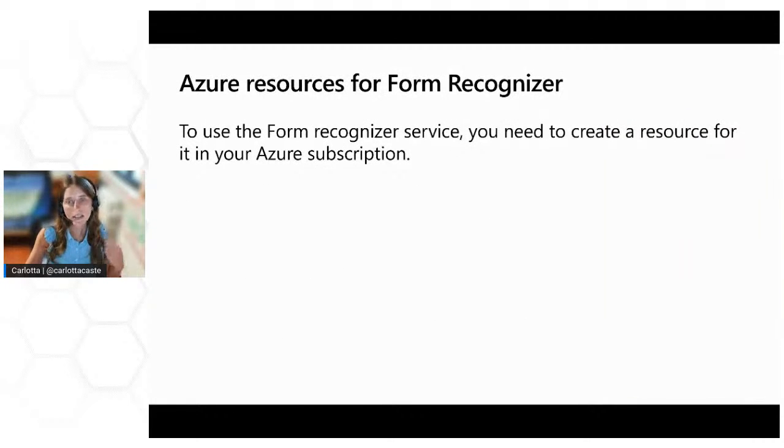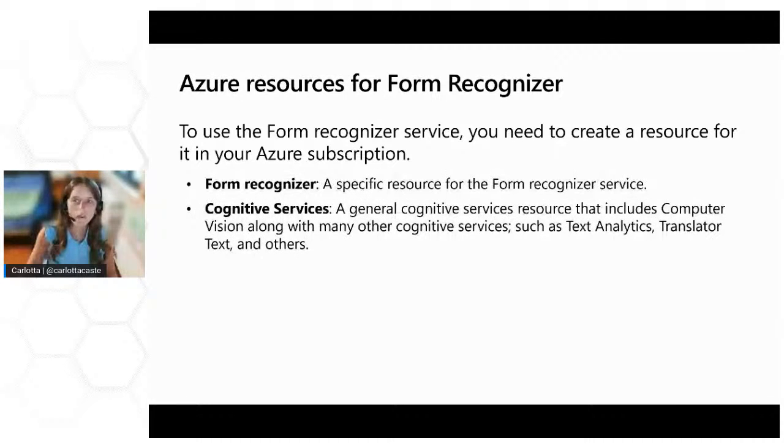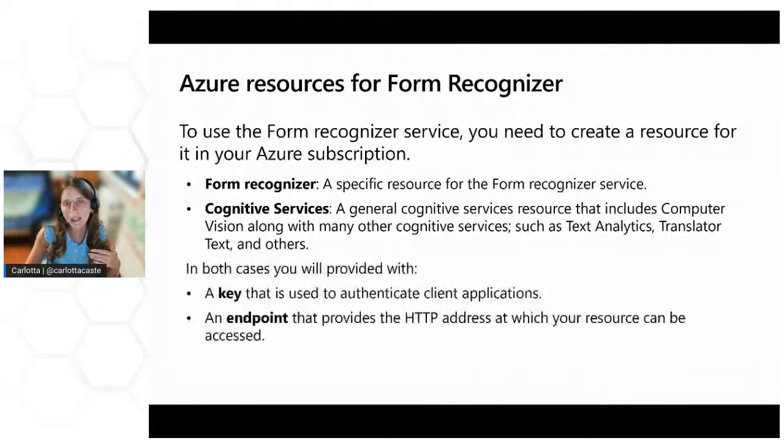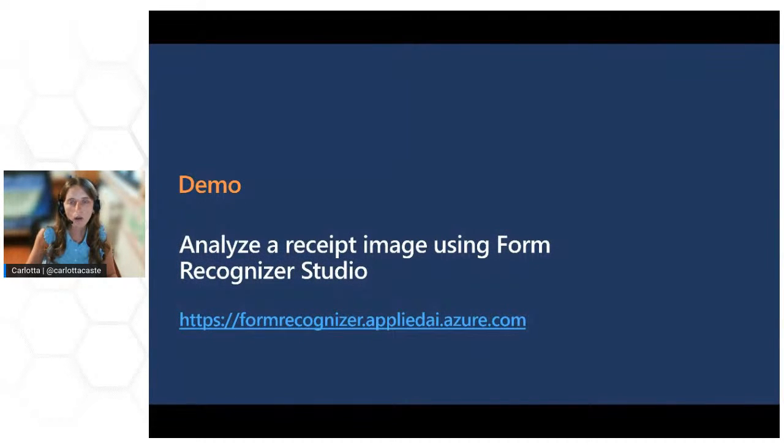Similar to what we said for computer vision, to use the Form Recognizer service, you need to create a resource for it in your Azure subscription, and you can choose between a specific type of resource, which is a Form Recognizer resource type, or a Cognitive Services resource type, which is a general one, the one we just created in our previous demo. In both cases, you will need a key and an endpoint to consume the service. But let's now demo how to analyze a receipt image using the Form Recognizer Studio.